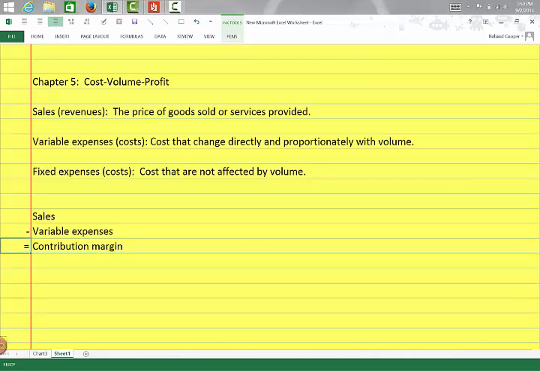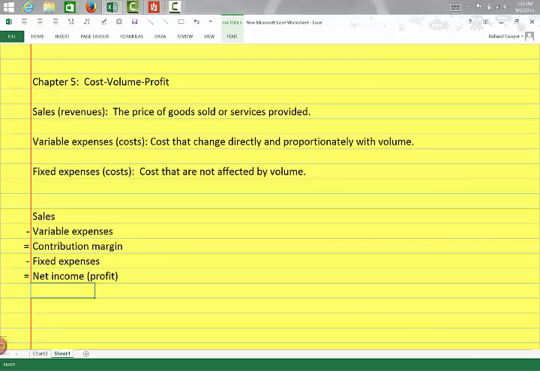Now, contribution margin is a new term, but I do not need to define it. You know what it is. It is the difference between sales and variable expenses. Now, let's say minus fixed expenses is equal to net income or profit.